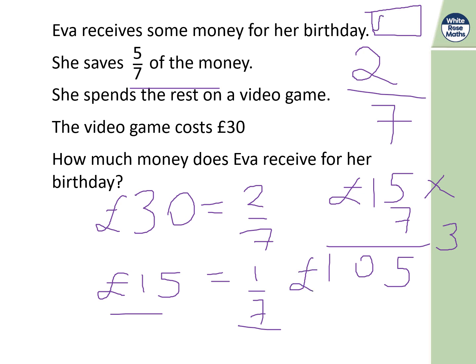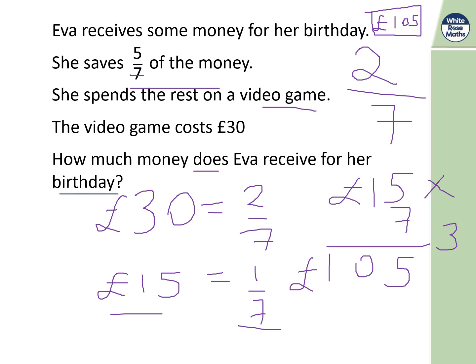So she was given £105 for her birthday. That was her birthday present, we say. She saved 5/7 of that. So if you're interested, she saved £75, and then she spent £30 on a video game.